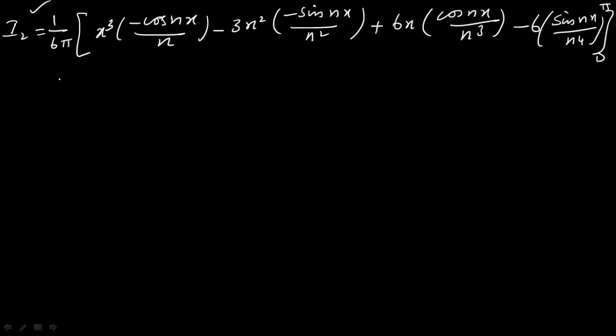Okay. Next, let me simplify the symbols. 1 divided by 6 pi. Here you have minus, take it to the front. X cube cos nx divided by n.